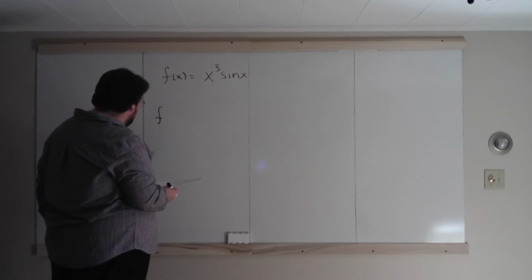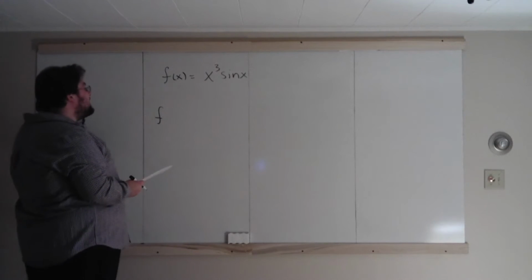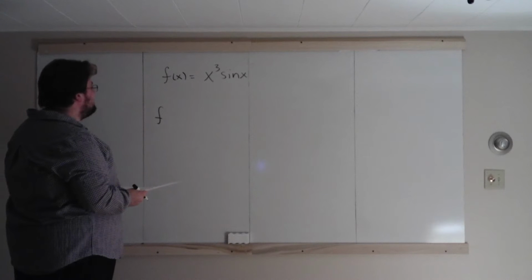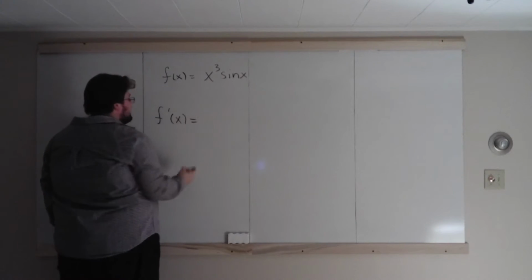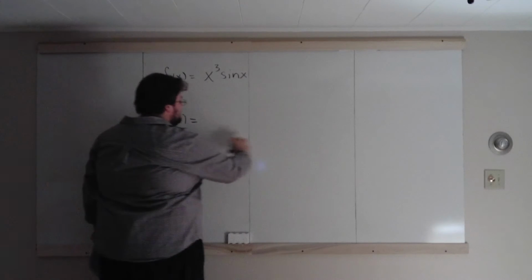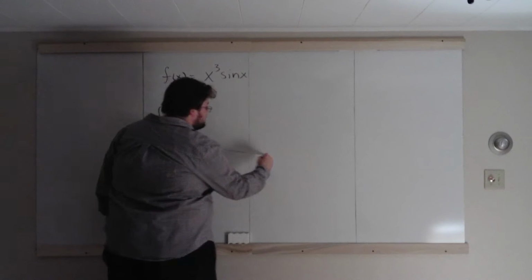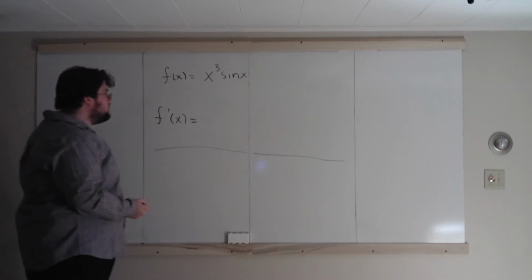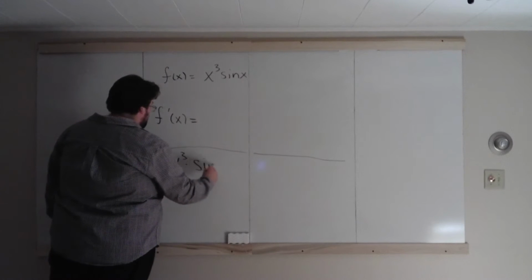Maybe I should have used the other notation for this, because now we have f's all over the place. Well, whatever, I can't stop it now. f prime of x equals, this will take a little bit of space, so I'm going to do side work down here. So the answer is going to be above that line. The side work will be below the line. What do we have here? Well, we have x cubed sine x.